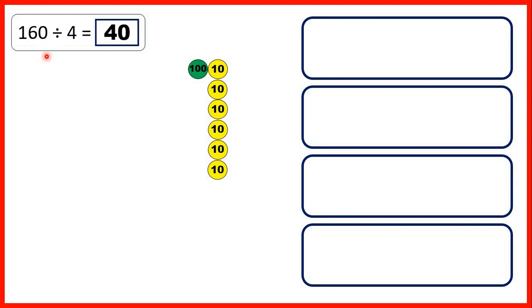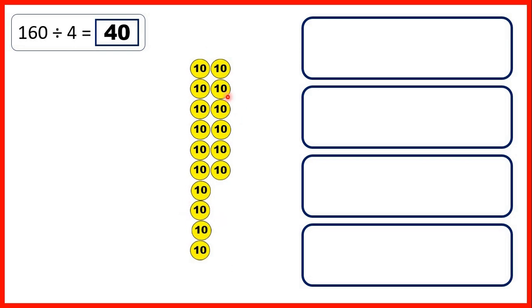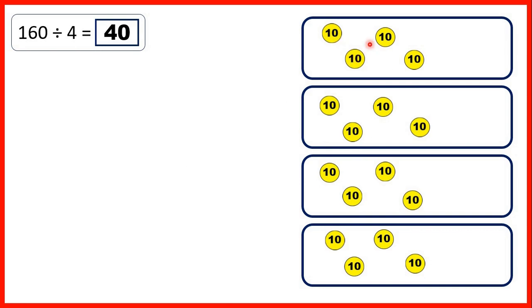Then, for our last question, we had 160 divided by 4. 160 means we have 1 hundred and 6 tens, but again, we can't share out our 100 counter because we need to make equal groups. So instead, we exchange 100 for 10 tens, and that gives us 16 tens altogether. When we share those out, we get 4 tens in each group, so that's why our answer is 40.